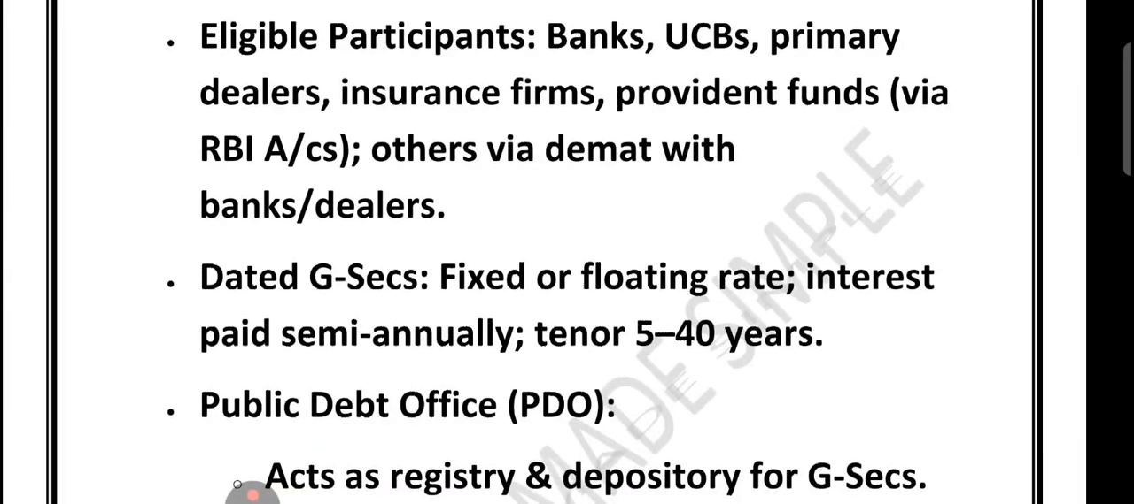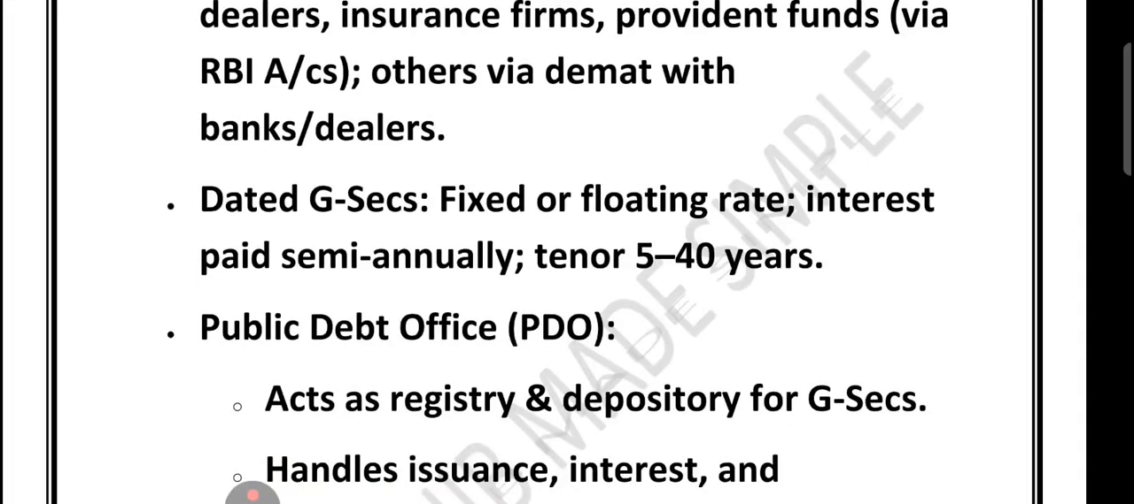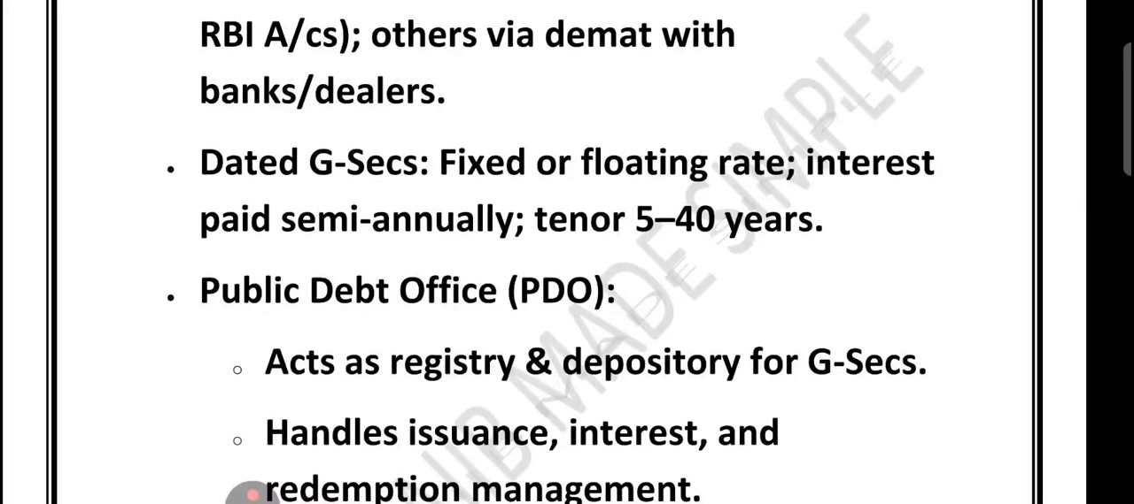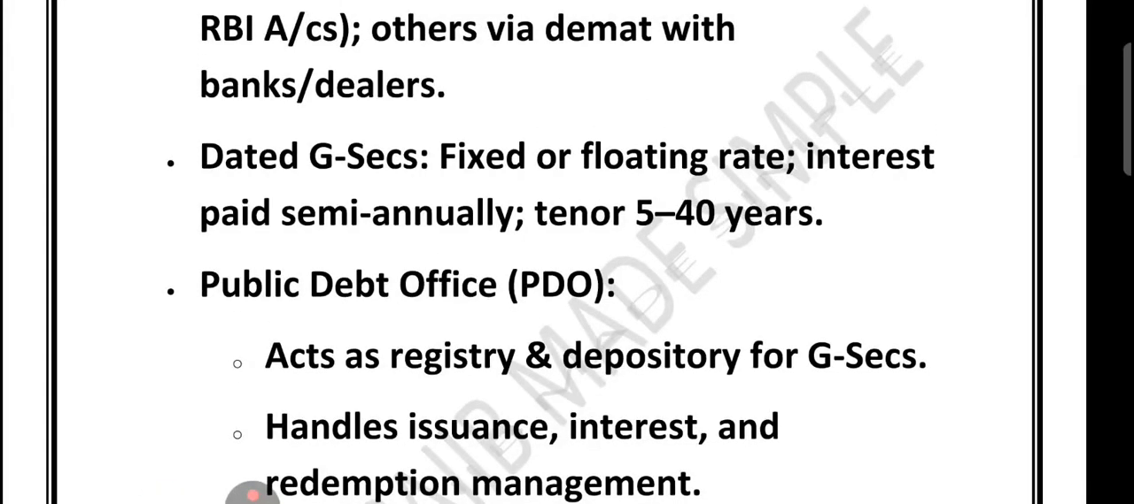So you can see banks, urban cooperative banks, primary dealers, insurance companies, provident funds, right? They all can participate directly through the RBI account. Other investors, including individuals, can invest through a demat account with a bank or dealer. Now, when we talk about dated government securities, please remember these are long-term bonds with either fixed or floating interest rate, and their tenor ranges from 5 to 40 years. You can think about it, right? So please remember it. And their interest is paid twice a year, that means semi-annual, making them suitable for investors seeking a stable income.